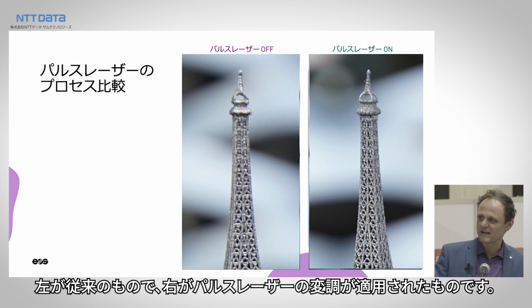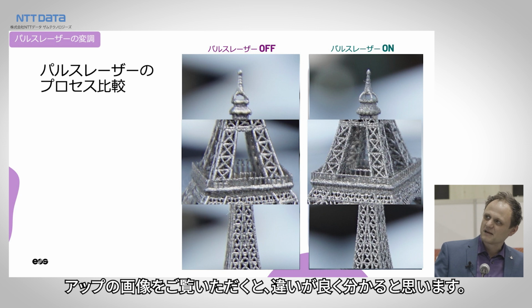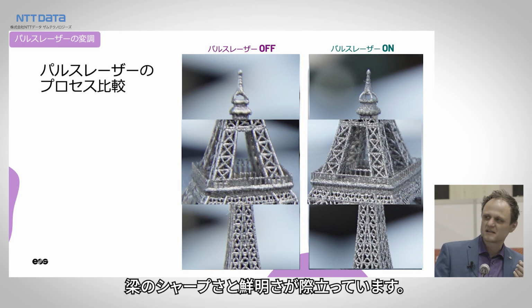without pulse laser modulation or with pulse laser modulation activated. And you can see it up here, how this structure really looks different. Everything here is smeared together. There's no real sharpness or crispness of these individual beams there. Here you can see them better.